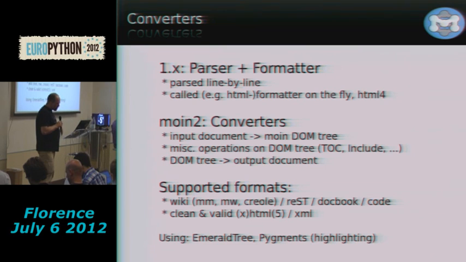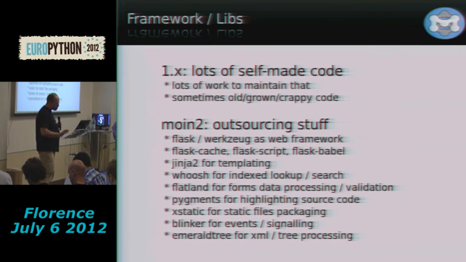Internally, when transforming content, also big changes happened. The old parser was parsing line by line and then generating HTML on the fly. It was HTML4 and more or less valid. The new one is reading the whole input document, transforming it to a DOM tree, then doing operations on it, and then transforming the tree to an output document. And it's now valid HTML5. And we have all sorts of converters for any direction and multiple formats.